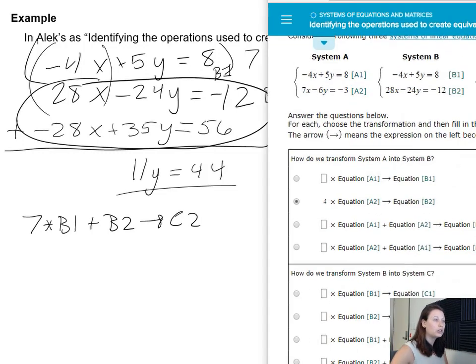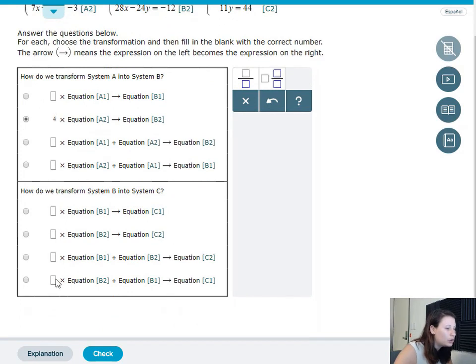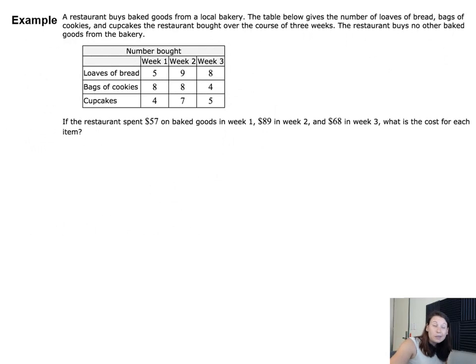So if we bring Alex back over, that means we can go down here. We took something times B1 plus B2 to get C2. So we did a 7 there, okay? So that's how we want to think about those. Okay, so now let's go back over here into our presentation and the next example.